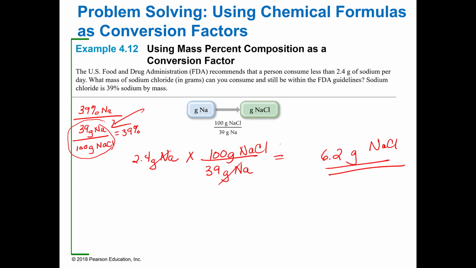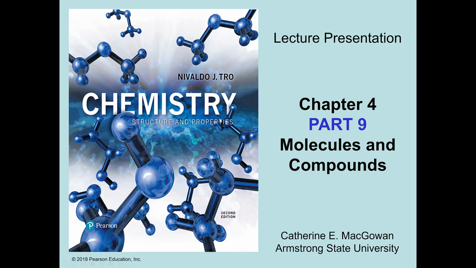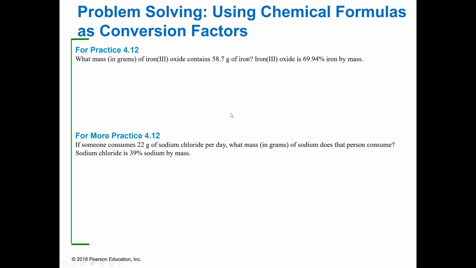So the only thing you've got to remember with these is that you're going to write that 39% as how many out of 100. And then you use it as a conversion factor. And then I'll give you a couple more so that you can do that. All right, and that's it for mass composition.